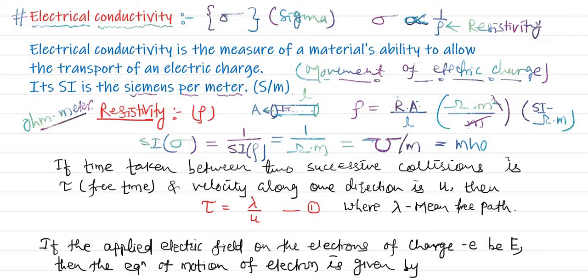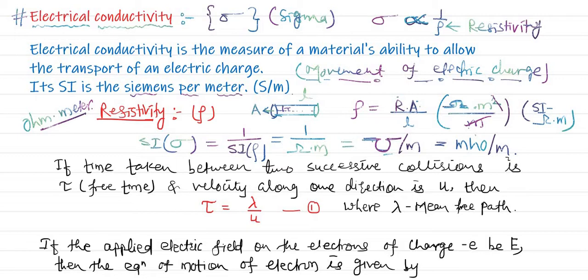And for conductivity it is mho per meter, and that mho symbolically can be written like this, because we know we are writing ohm like this. So it's a reverse, the reciprocal is written like this, and this mho is nothing but the Siemens, again we can call it as. So Siemens per meter is the electrical conductivity's SI unit.